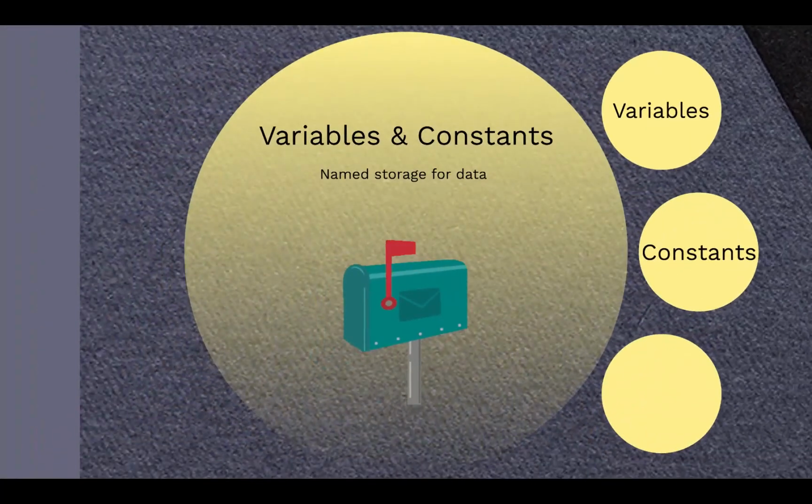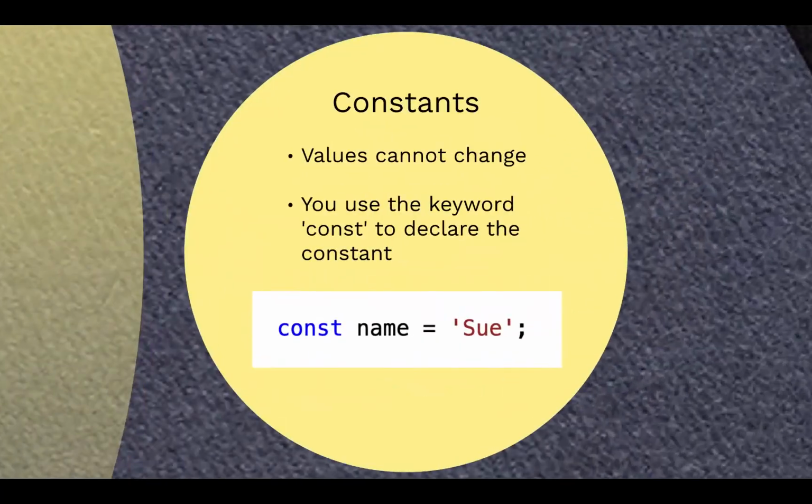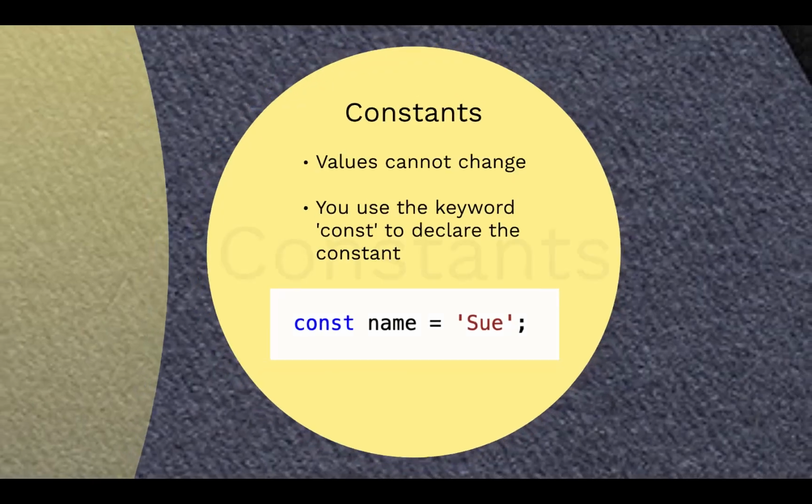Constants, on the other hand, are meant to hold data that should remain unchanged. Use the keyword const to declare the constant. For example, a user's name might be stored as a constant since the value won't need to be changed throughout the program. If we try to change the value that is assigned to a constant later in the code, we'll get an error.